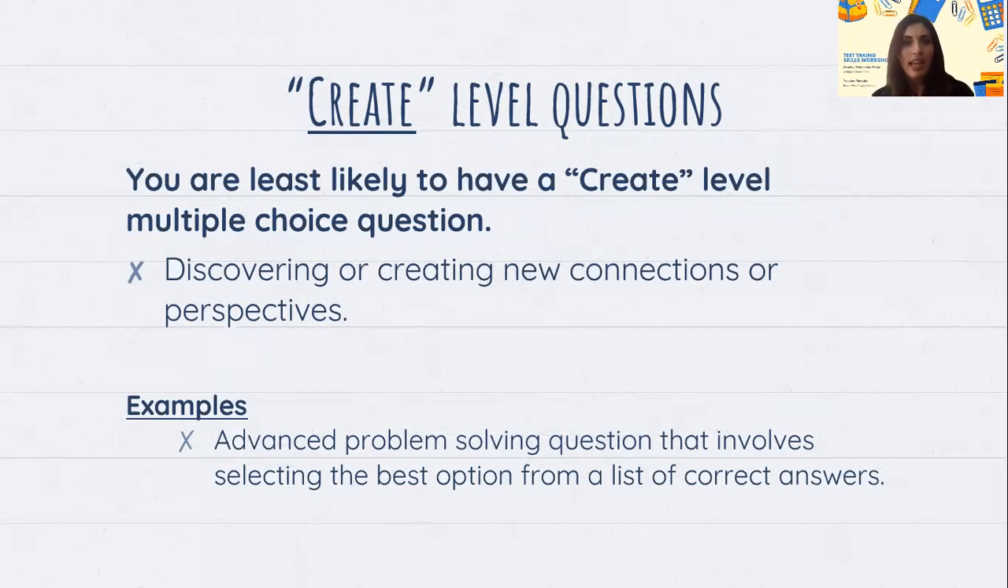These are usually found in some more advanced problem-solving type questions that involve, say, 4 choices that are all correct, but you have to select the best option from that list of correct answers. So these definitely take the most thinking and problem-solving skills. Remember that create is at the top of the pyramid, the top of Bloom's taxonomy, and so it is the highest level of learning there is. So once again, you're not likely to have these types of questions, but they are out there and they do exist. So definitely be aware that this is an option.